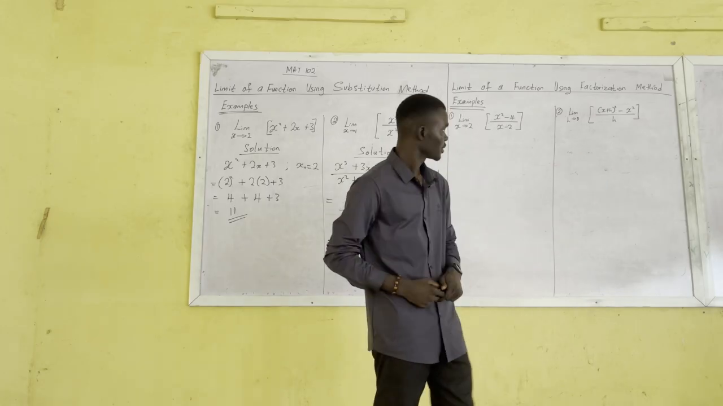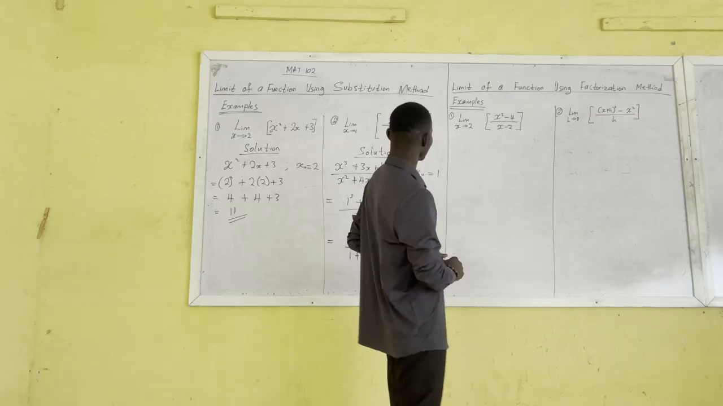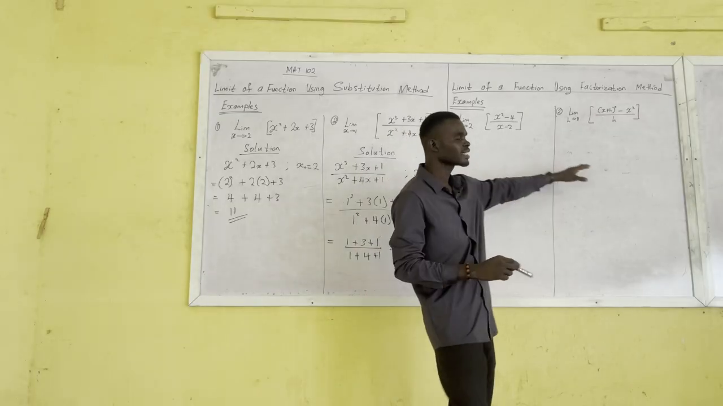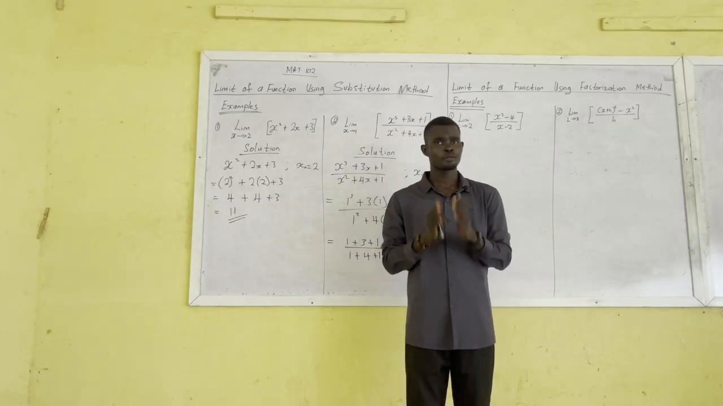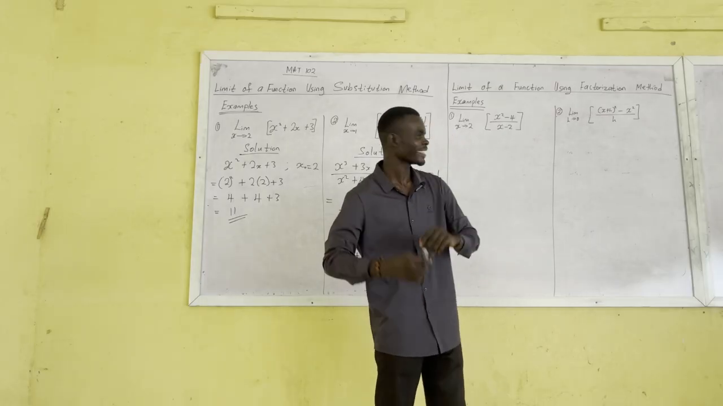Now up to the second method. Limit of a function using factorization method. Examples. We have example 1, example 2. Please, I would like you to pay full attention to these particular examples.